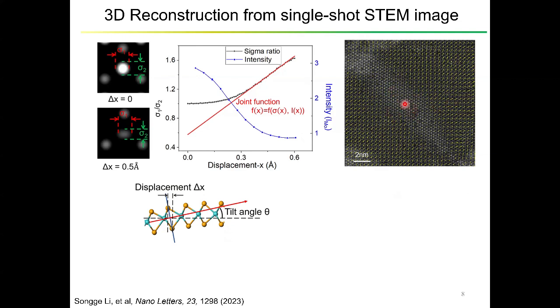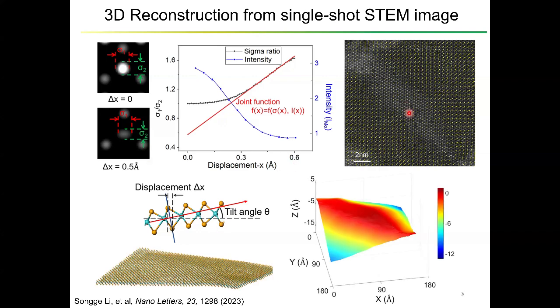Because if we just choose one reference point at the very flat region here and do the path integral, we can extract the three-dimensional information from the path integral and directly see how the monolayer deforms in three dimensions. So that is how we do that. We directly do the path integral, and we get this projected image with a three-dimensional morphology like this.